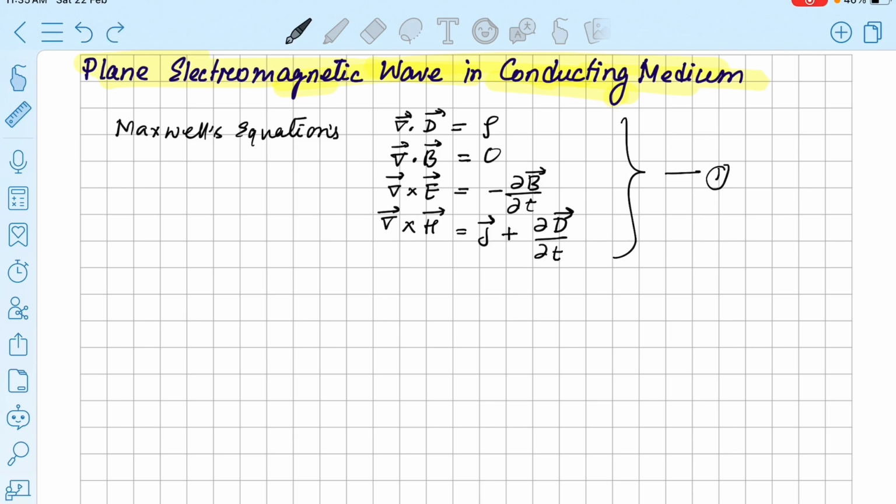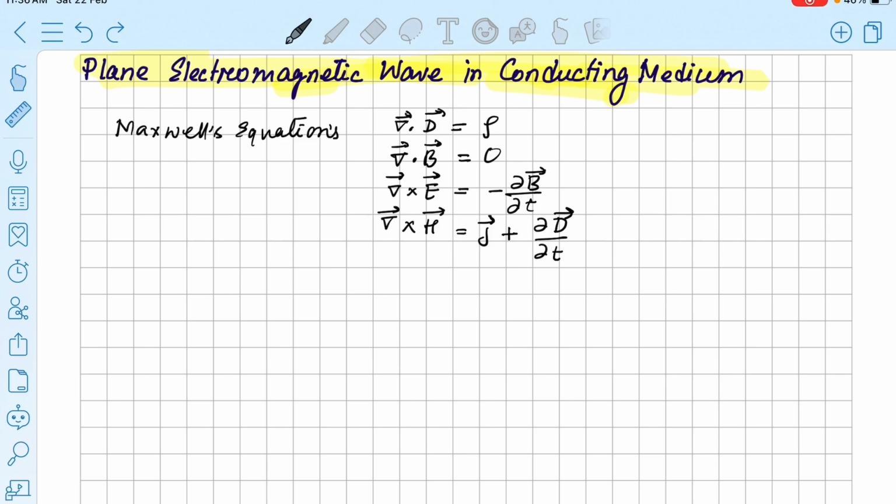I'm not going to give the equation number here, so let's keep it this way only. Now for a conducting medium, you see, in case of a conducting body, when you give charge to it, the charges reside on the surface of the conducting body, and inside the conducting material the charge is equal to 0. So that's why this rho, the charge density, is going to be 0 in case of a conducting medium. Hope you have understood this.